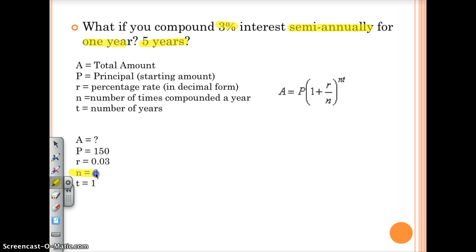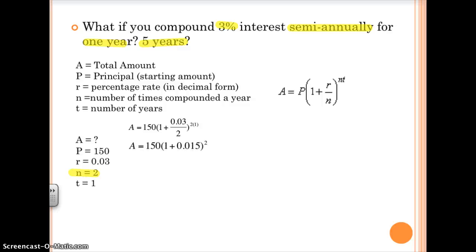So down here, the part that changed from the previous page was that n is 2. That's the number of times compounded a year. So when we plug our numbers in, n becomes 2, which happens to change the fraction, and it changes the exponent. So we go ahead and simplify that fraction and get 0.015, and our exponent becomes 2. Add inside the parentheses. Again, we make sure to do the exponent first. We'll have to round a little bit. Multiply by 150, and we get $154.53.